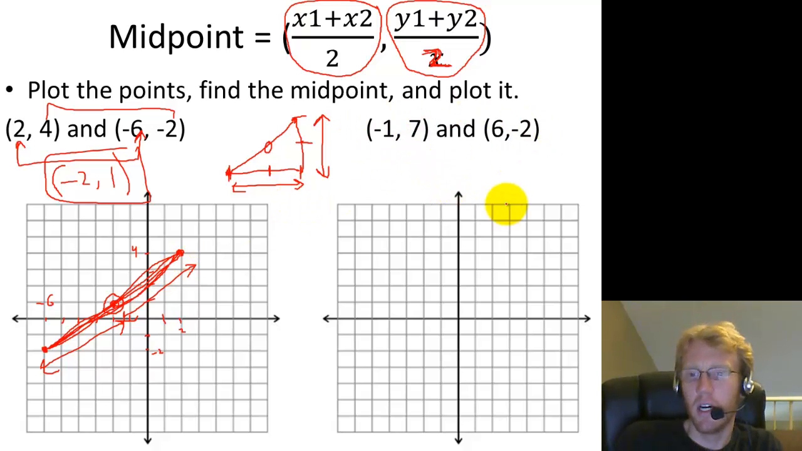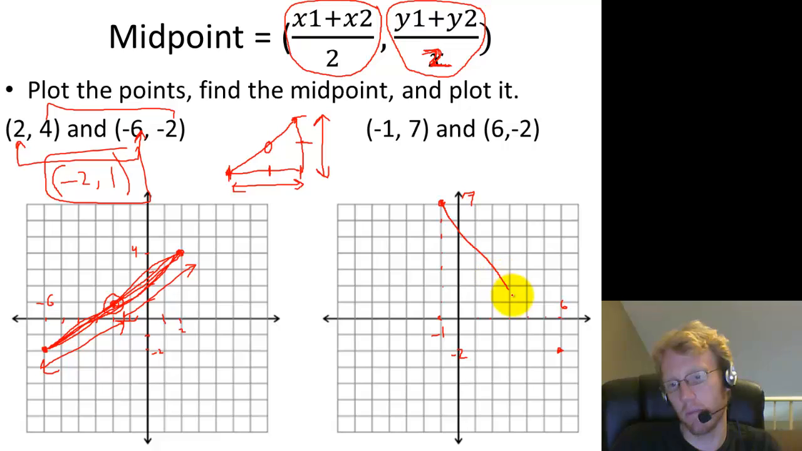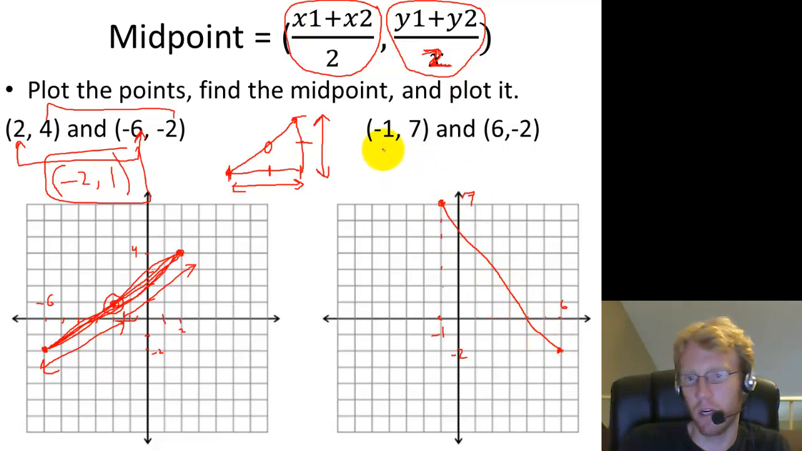Let's do it over here. Plot these 2 points. Negative 1, 7: negative 1, then 1, 2, 3, 4, 5, 6, 7. There's 1 point, back 1 and up 7. And 6, negative 2: 1, 2, 3, 4, 5, 6, and down 2. So 6, negative 2. And it's good to always label your points. So here's a line connecting them. Again, not drawn very well because I'm on a computer with a mouse, but you can do better.